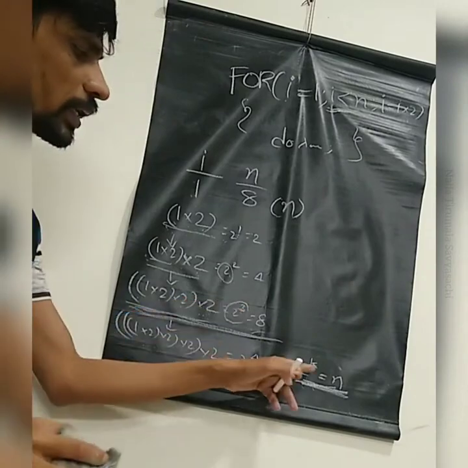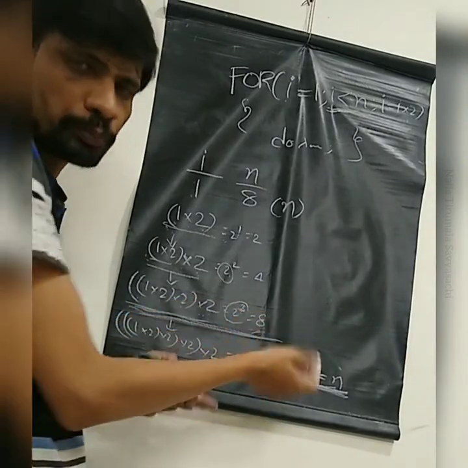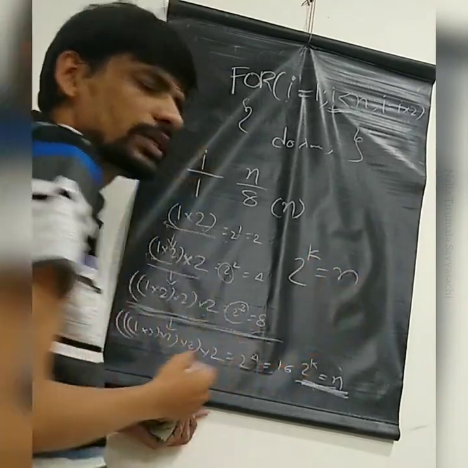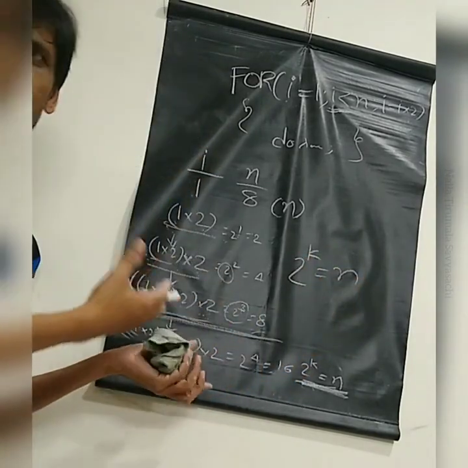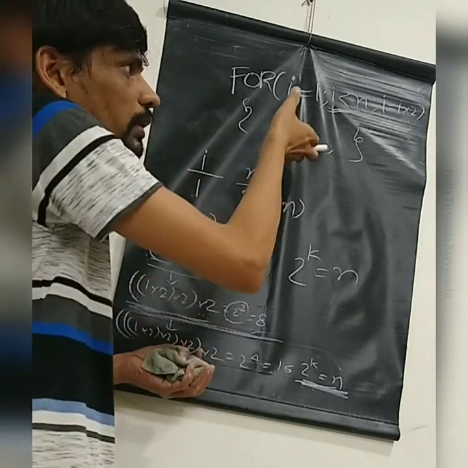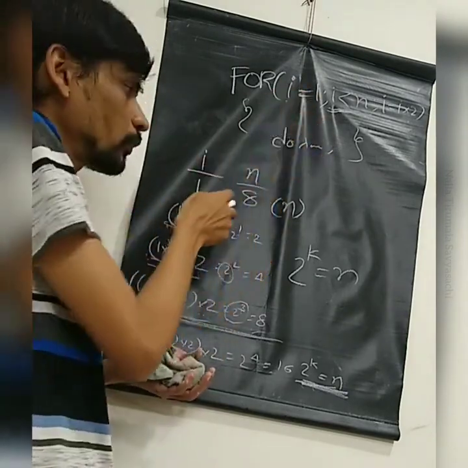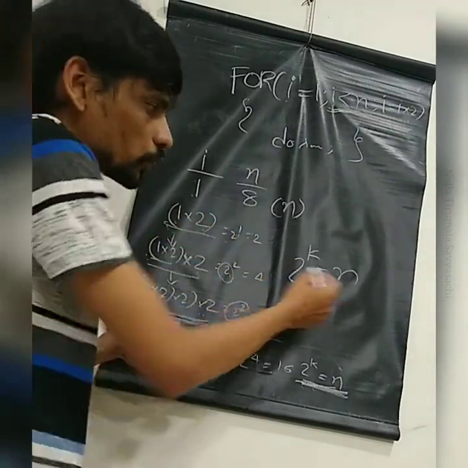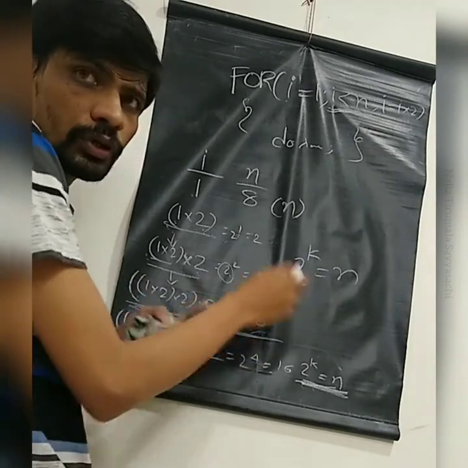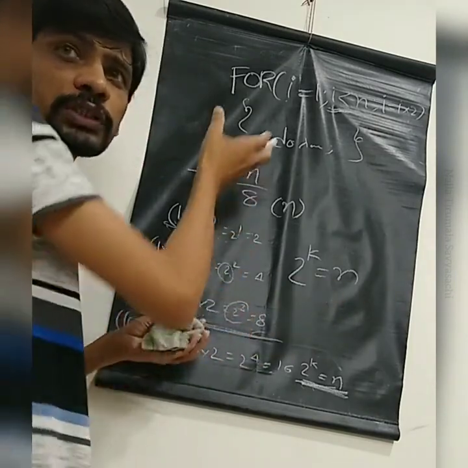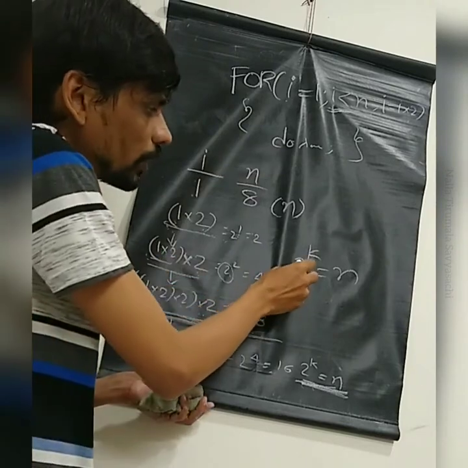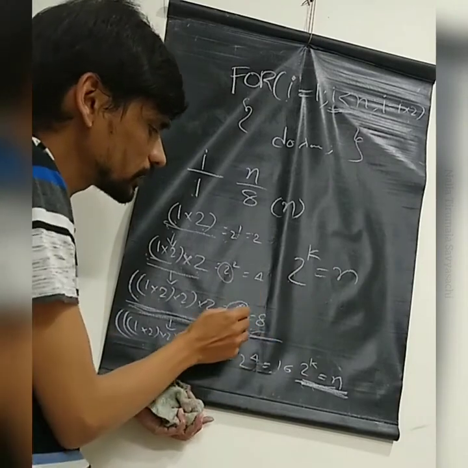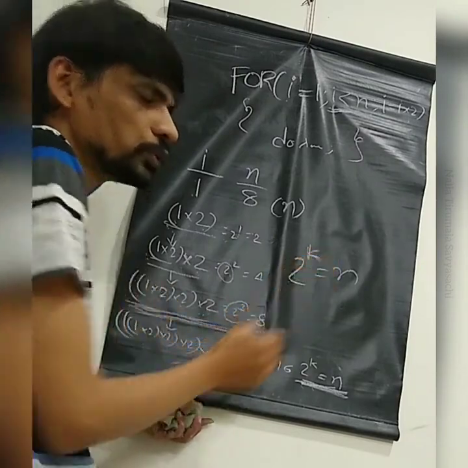Instead of 3, I am making it k so that we get a generalized complexity to calculate, because as of now n is 8, but n can be anything, any number. To generalize and calculate the complexity of this algorithm, instead of 8 I am representing n, and instead of 3 I have used k.